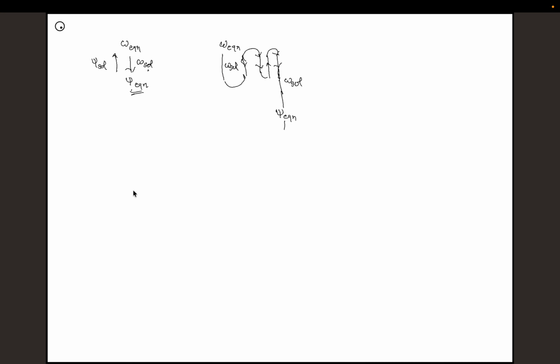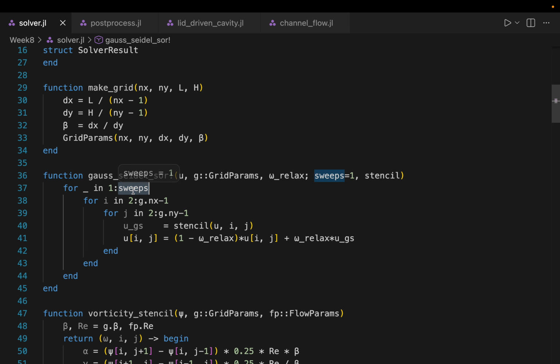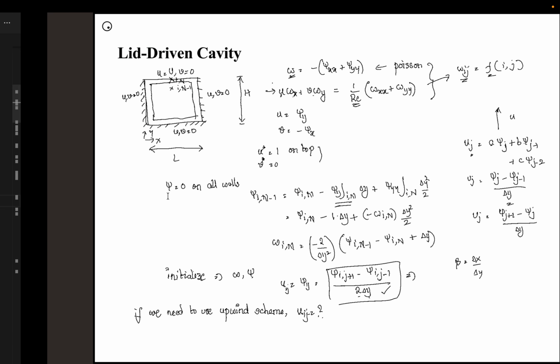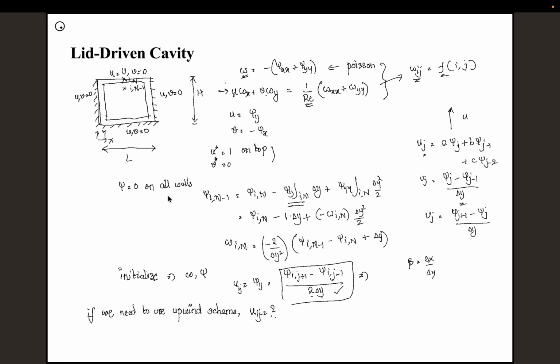And similarly for psi, you will again do the same thing. So you'll do multiple iterations and eventually the solution will go into this omega equation. How many sweeps to do is something that will change. We do not know beforehand. It depends on the constant that we are having here. So that changes this.